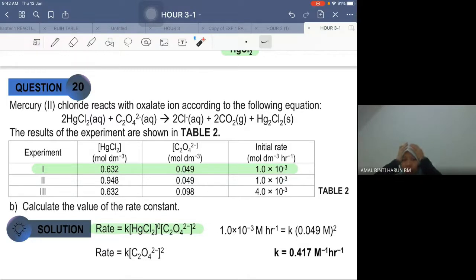Okay. Ada tak yang pakai selain data eksperimen 1 untuk cari K? Ya. Man Kai Sheng. Okay, eksperimen berapa? Saya pakai eksperimen 1. 1. Hakim? 1, madam. Syazwani? Oh, Syazwani. Aisyah?